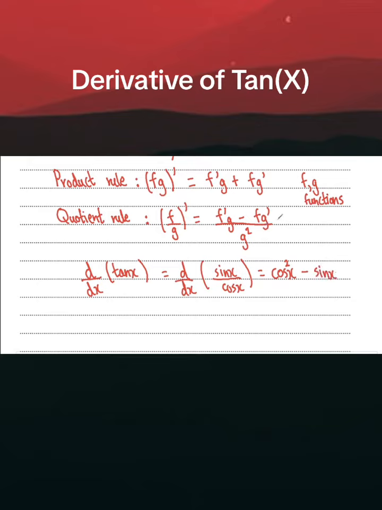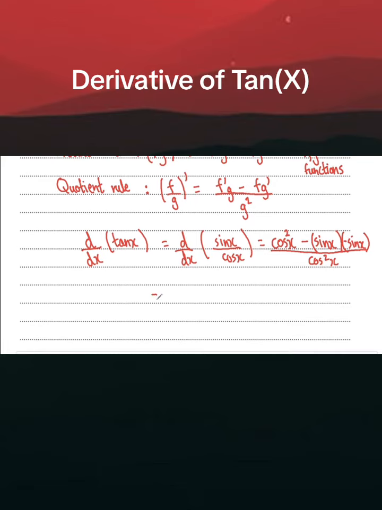of x, times g prime, which is derivative of cosine, which is negative sine. So this is sine times negative sine of x, in brackets, and then divided by g squared. So that's basically cosine squared of x. Well, you can see you have a negative and a negative, so that becomes a positive. So then you basically get cosine squared of x plus sine squared of x divided by cosine squared of x.